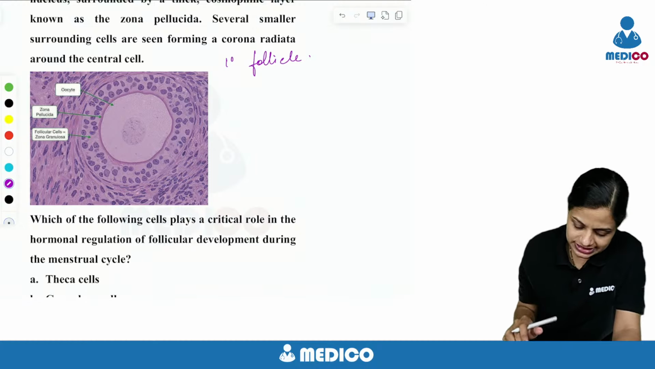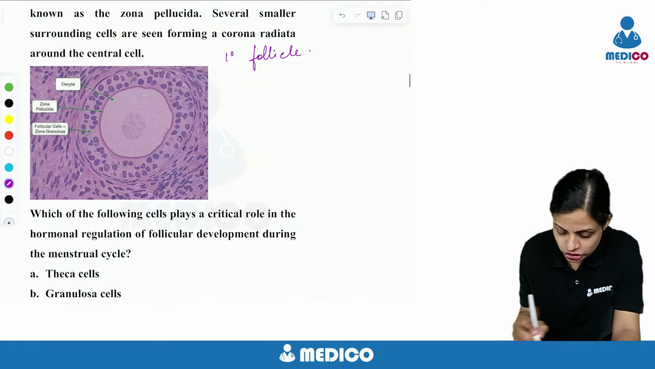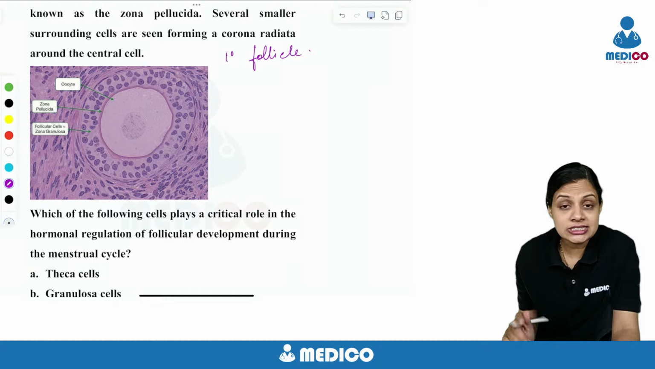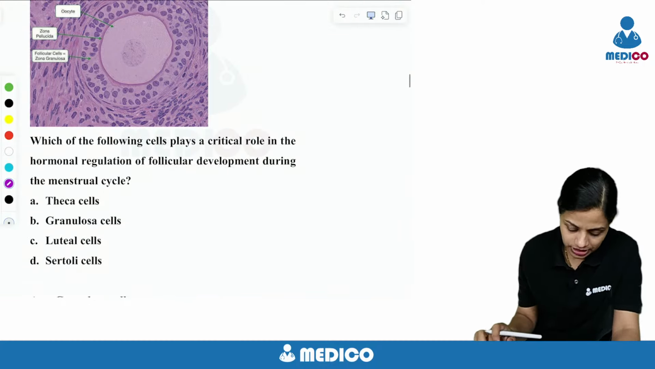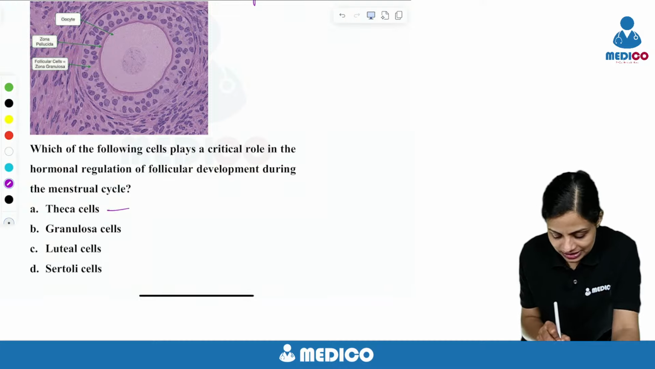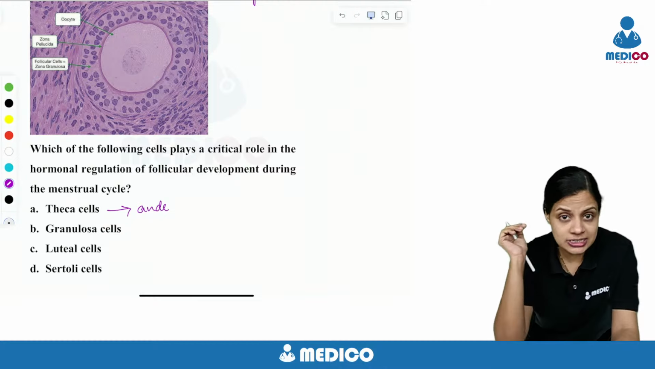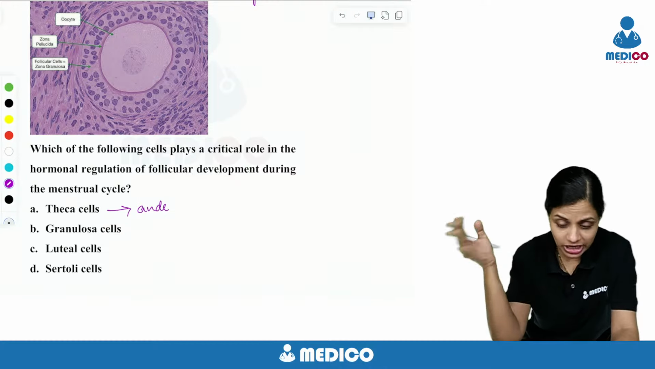Now let us look at the cells. These are the follicular cells. Follicular cells have been differentiated into what? Into the granulosa cells and the theca cells. Now let us look at the choices. What do the theca cells secrete? The theca cells secrete androgen. So is androgen important in the menstrual cycle? No. So that is gone.